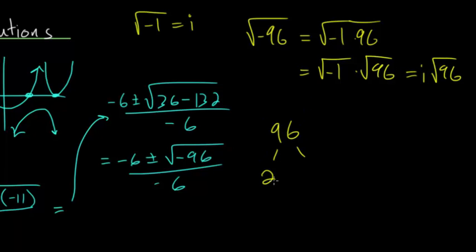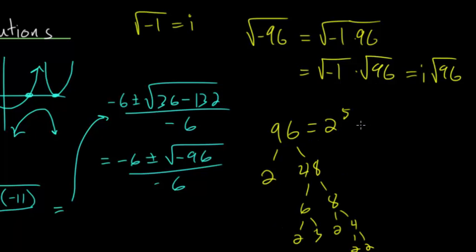Let's see, 2 goes into 96, looks like 48 times. 48 is really just 6 and 8. 8 is really just 2 and 4, and 4 is really 2 and 2. 6 is really 2 and 3. So in total, let's see, looks like we have 1, 2, 3, 4, 5 2s, and we've got 1 3.